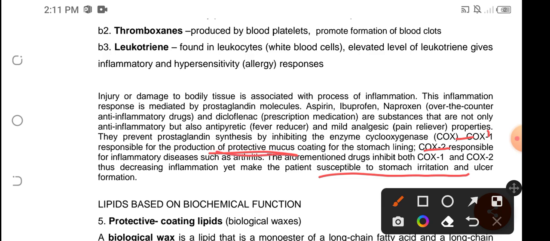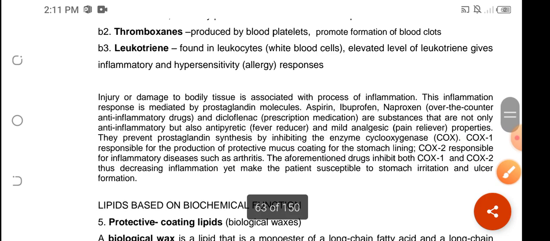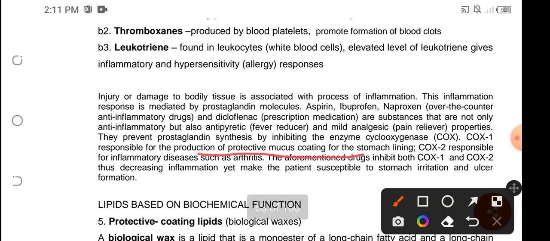Okay, pero nowadays, meron ng mga anti-inflammatory drugs that are COX-2 specific lang. Pag sinabing COX-2 specific lang, yung cyclooxygenase 2 lang ang sinu-suppress niya, which is responsible for the inflammation. Yung cyclooxygenase 1 naman, patuloy pa rin. Kaya na-prevent yung stomach irritation and ulcer kasi meron pa rin pag-produce ng protective coating for the stomach lining. Okay? Yung mga COX-2 inhibitor ang tawag sa kanila.